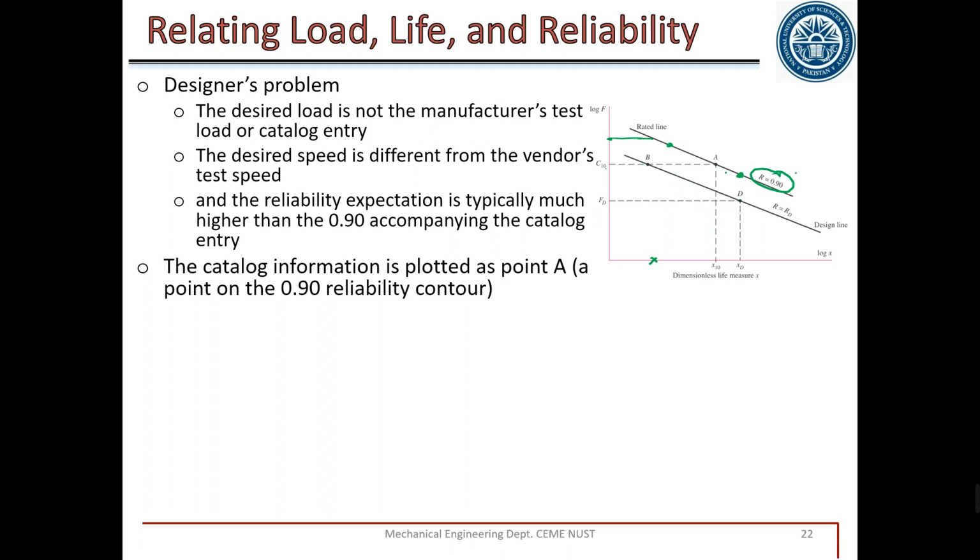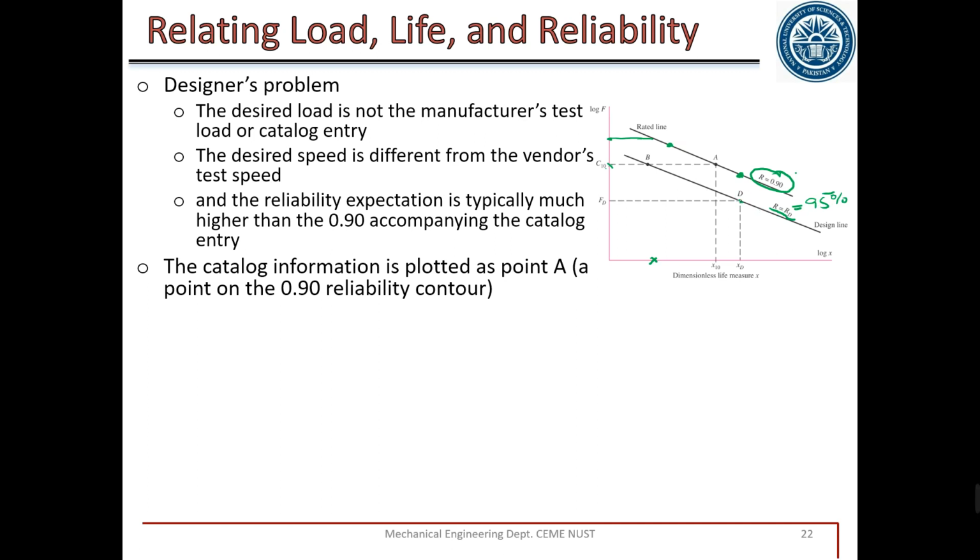Let's say the rated life for any bearing is A. This is the rated line curve, and this is point A, and it can be calculated according to C10. And our desired curve is here on reliability, any reliability. Let's say our reliability is more than it. Let's say it is 95% reliability or 0.95. Our desired reliability is here.